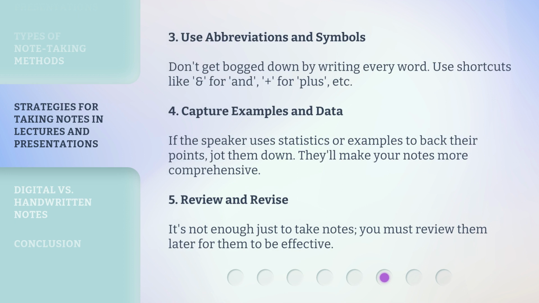3. Use abbreviations and symbols. Don't get bogged down by writing every word. Use shortcuts like "&" for "and", "+" for "plus", etc. 4. Capture examples and data. If the speaker uses statistics or examples to back their points, jot them down. They'll make your notes more comprehensive. 5. Review and revise. It's not enough just to take notes. You must review them later for them to be effective.